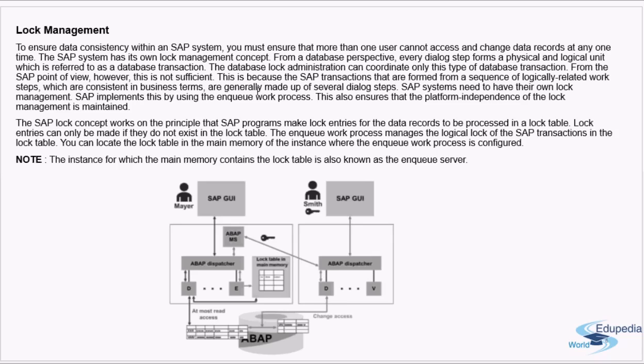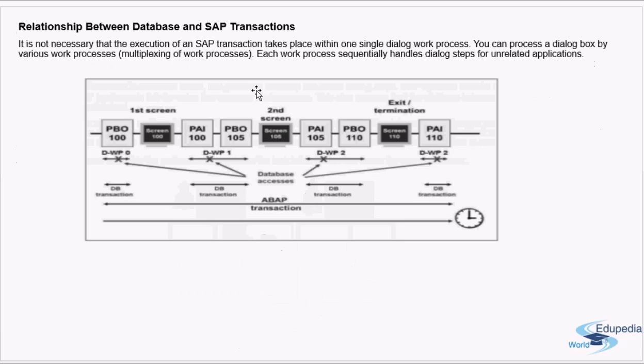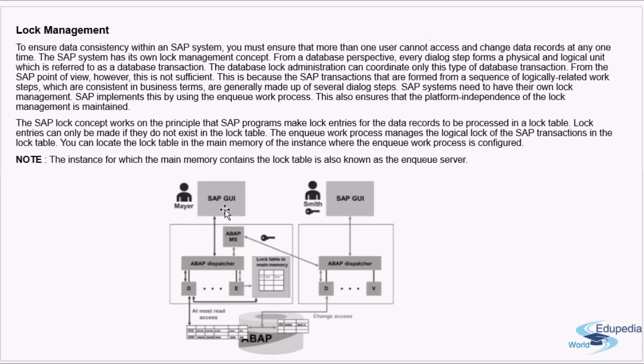So from the SAP point of view, you have to take care of locking at the ABAP transaction level. Database will take care of its locking at the database transaction level, whereas SAP has to take care of its locking at the ABAP transaction level. So that's why SAP also has its own lock management. Okay, so SAP systems need to have their own lock management. SAP implements this by using the enqueue work process. This also ensures that the platform independence of the lock management is maintained.